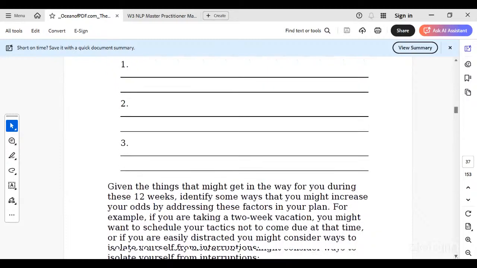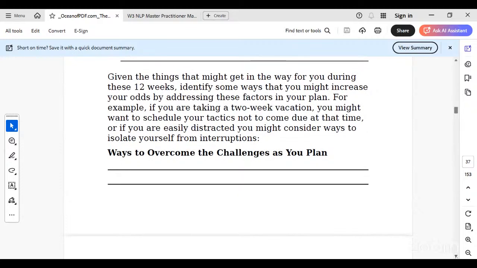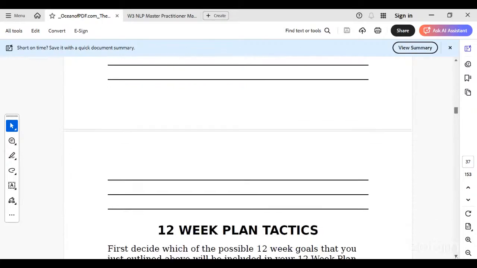So I think we need to list what kind of challenges will stop us from achieving the goals, right? Okay, yeah. Given the things that might get in the way during these 12 weeks, identify some ways that you might increase your odds by addressing these factors in your plan. For example, if you are taking a 2-week vacation, you might want to schedule your tactics not to come due at that time. Or if you are easily distracted, you might consider ways to isolate yourself from interruptions. What are the ways to overcome the challenges as you plan? Again, you have to make a list.